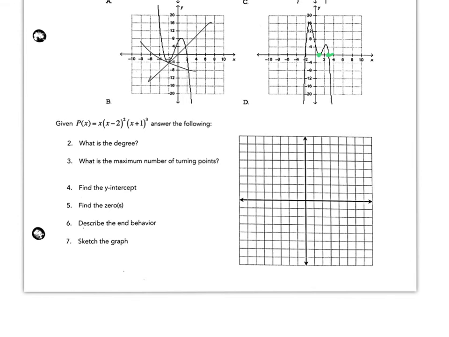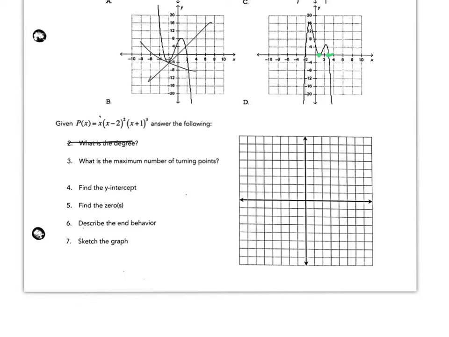Now, on the test, you have all of these exact same questions, except for number 5. I'm sorry, not number 5, number 2. So I will not ask you about the degree. But the degree, that's a smart question to go through. You want to think about it, but I'm not going to ask you for that question.